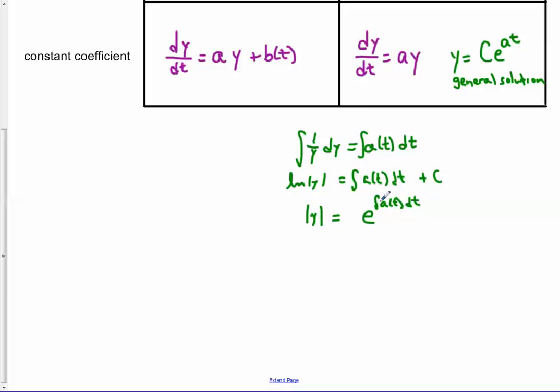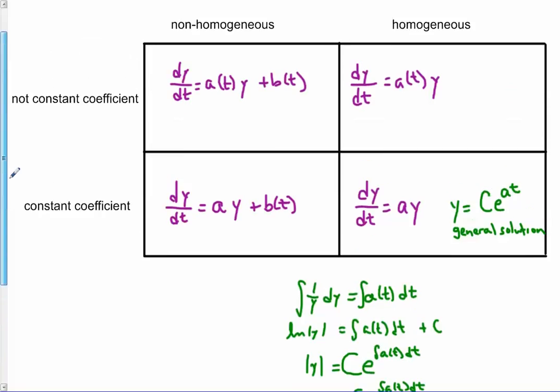So e to that antiderivative, and then it would be times e to the c, but as we've seen many times, we can just call that c, and I'll move it up front. And then I can get rid of the absolute values and absorb a plus or minus into the c. So in the end, I get y equals c e to the antiderivative of a of t dt. So that's actually the general solution for that case.